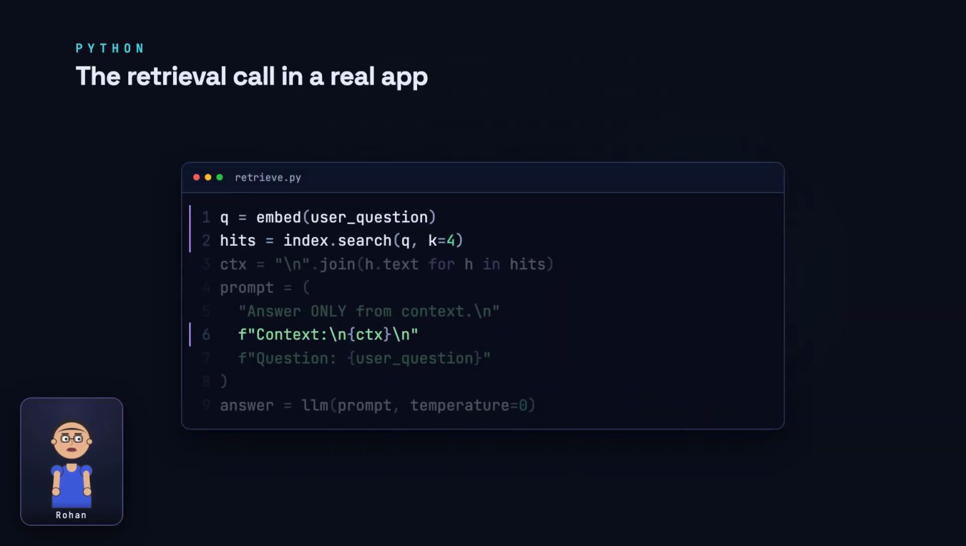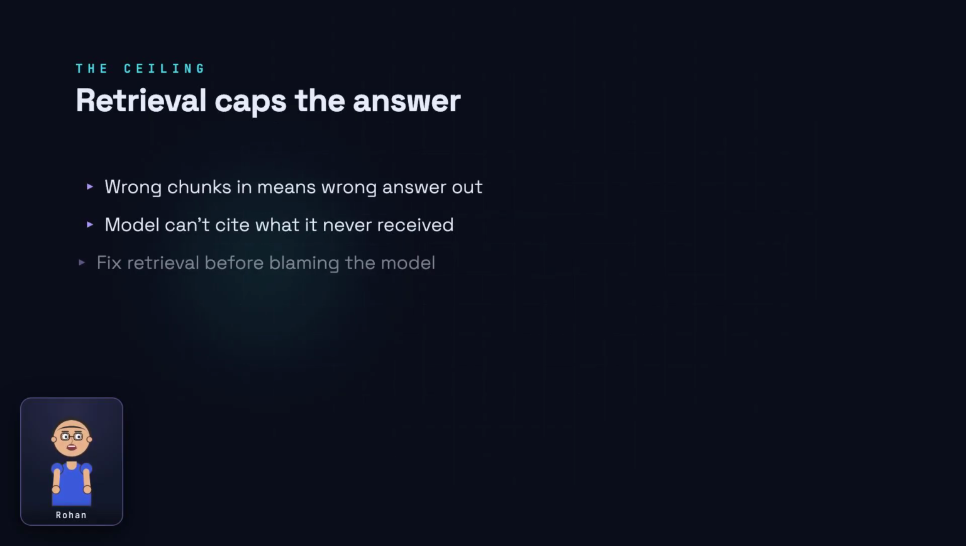Here's how it looks in production. Embed the question with the same model used for the chunks, search the index for the top 4, and stitch those into a grounded prompt that says, answer only from context. In a pull request, check three things: same embedding model, a bounded k, and a prompt that pins the answer to retrieved text. The single most important idea for reviewers: retrieval quality caps final answer quality.